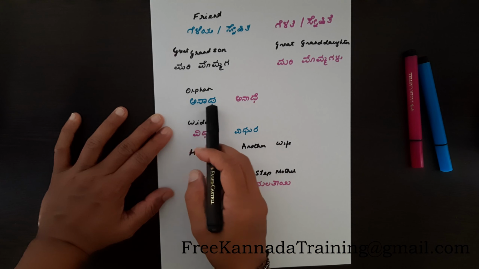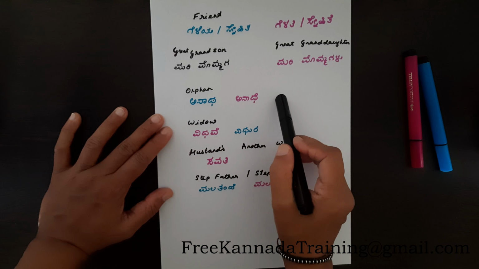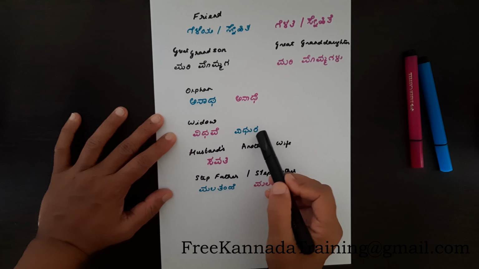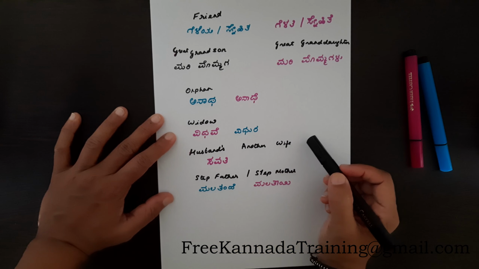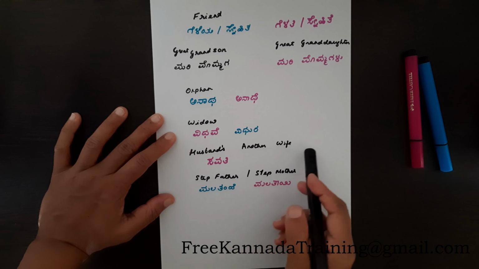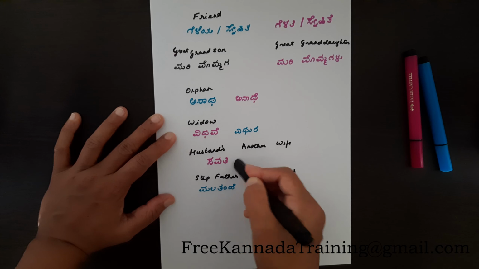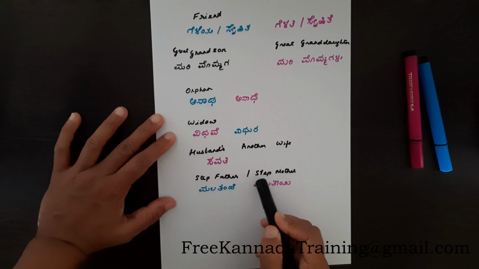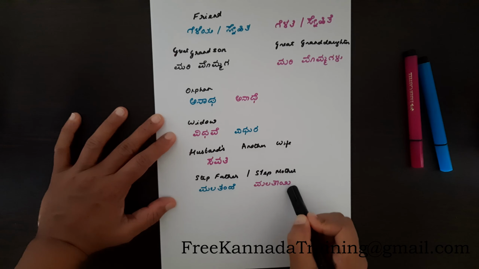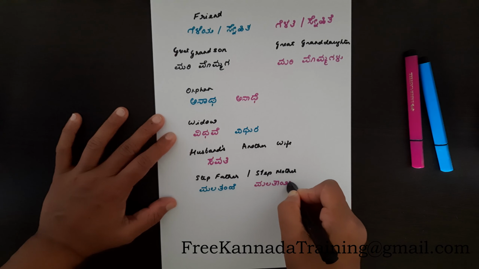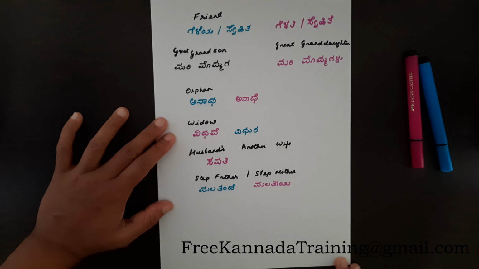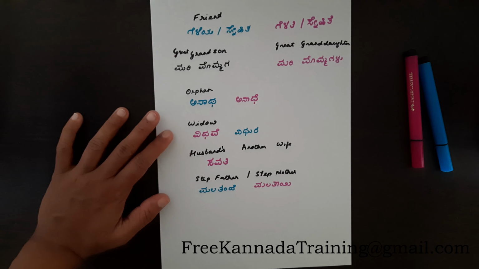Orphan is called Anatha for male, Anathe for female. Widow is called Vidhave, female. Vidura is for male. Husband's another wife is called as Savati. Stepfather is Malatande. Stepmother is Malatai. So these are the mainly used or generally in regular based used relationships or relatives.